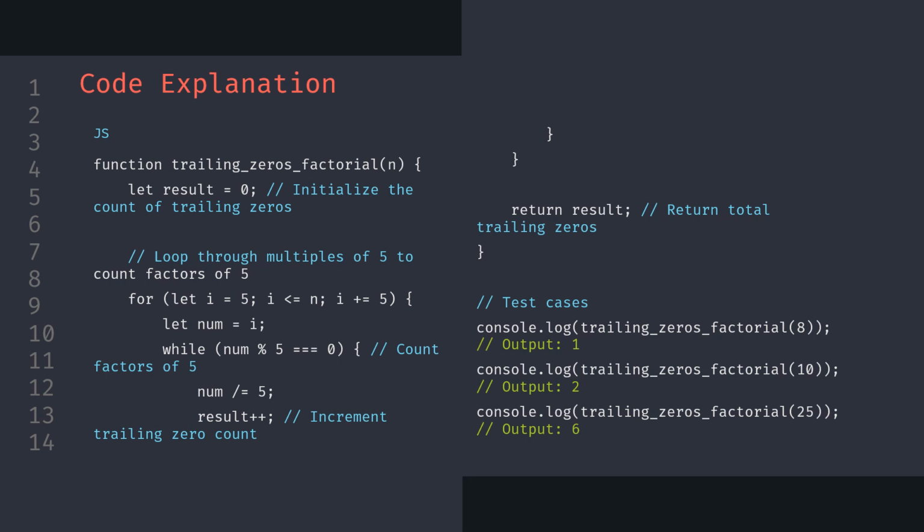This ES5 implementation calculates the trailing zeros by first looping through the multiples of 5 to identify factors of 5. Secondly, for each multiple, it divides the number by 5 repeatedly to count the additional factors of 5. Finally, the sum of all these counts gives us the total trailing zeros in the factorial.